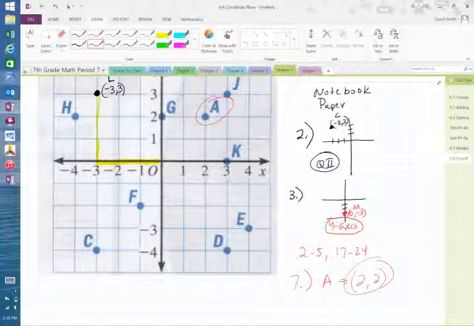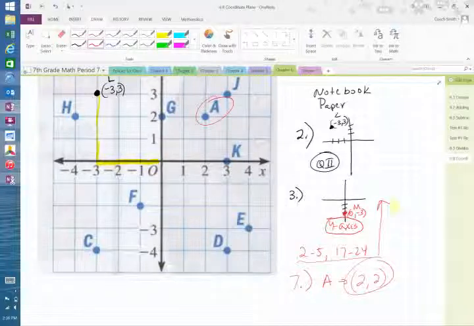No, I just told you. 2 through 5, and 17 through 24, you do like 2 and 3 that I did right there. Yeah, it's not in the book. You have to draw the graph. Okay?